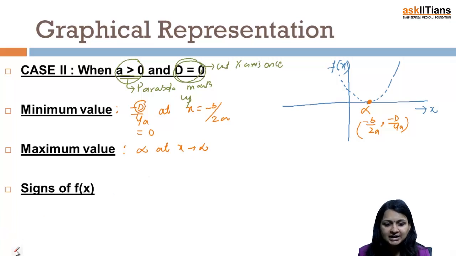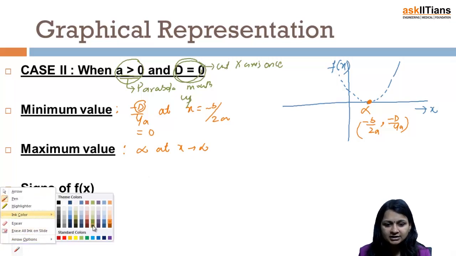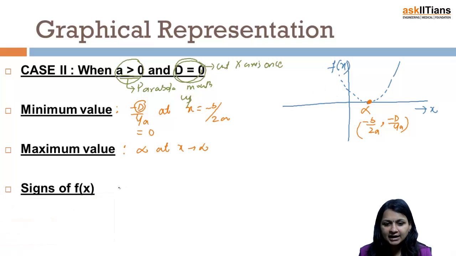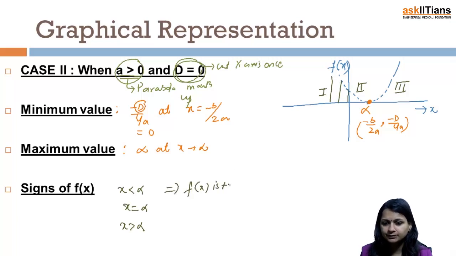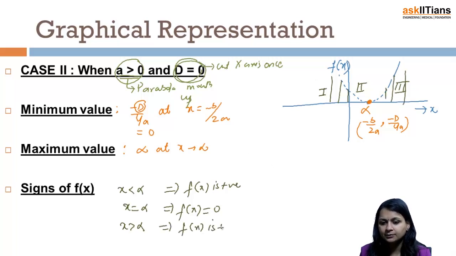Now when I talk about the signs of f(x), let's see what the signs of f(x) are. I'll take the cases when x is less than alpha, x is equal to alpha, and x is greater than alpha, because it has divided the axis into three regions. When x is less than alpha, you can see that f(x) is always positive. When x is equal to alpha, f(x) becomes equal to 0. And when x is greater than alpha, you can see again it is positive. So f(x) is again positive. Okay, this is our second case.